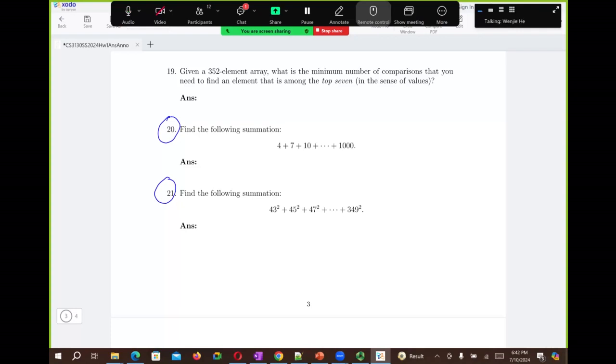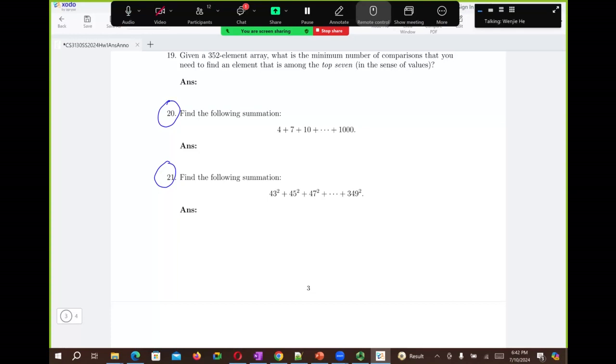All right. Number 20. So the problem: because we can apply the trapezoid, finding the area of the trapezoid. The top base is 4. The bottom base is 1000. And the height.